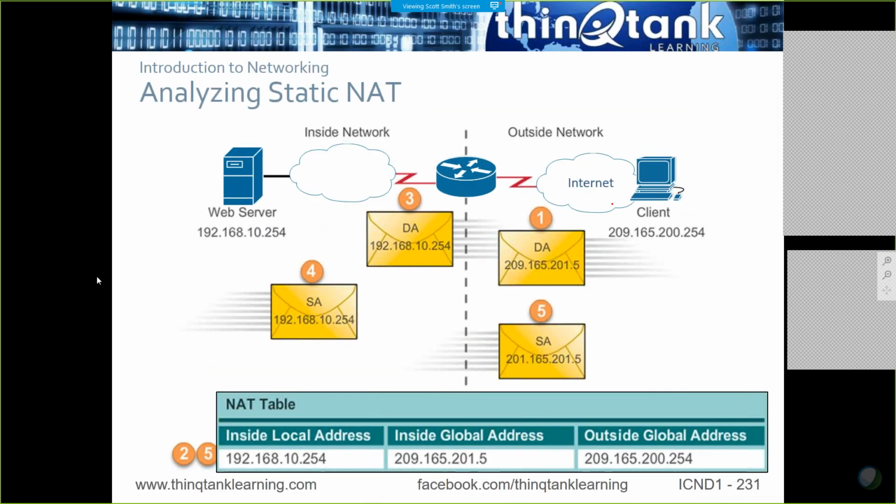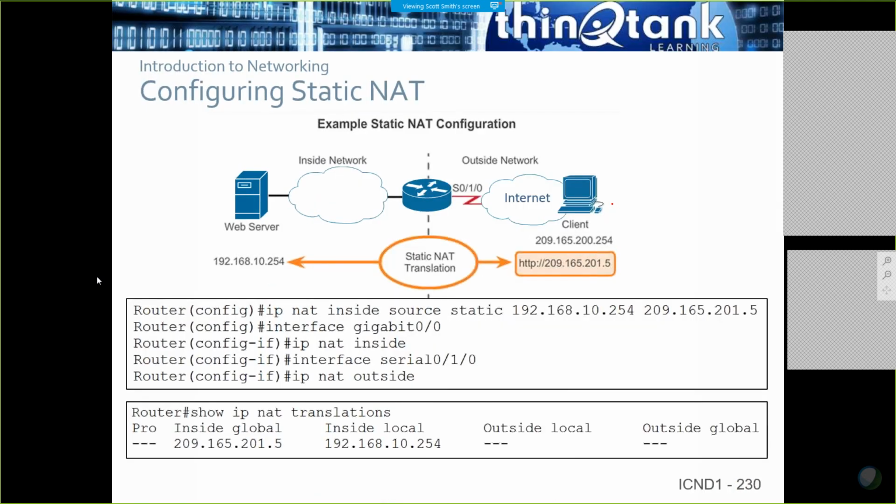So how does it work? Well, it works in both directions, but they've given us an example. We have a client on the internet that goes to 201.5. That 201.5 packet gets routed to my router by my ISP. The router has this configuration on the outside interface, right?